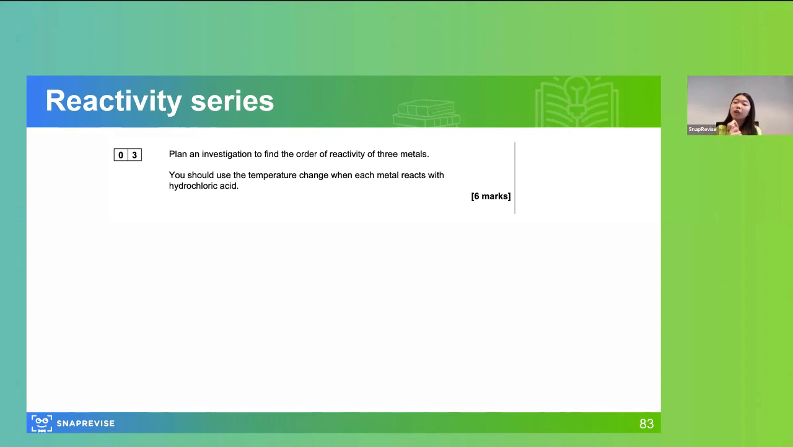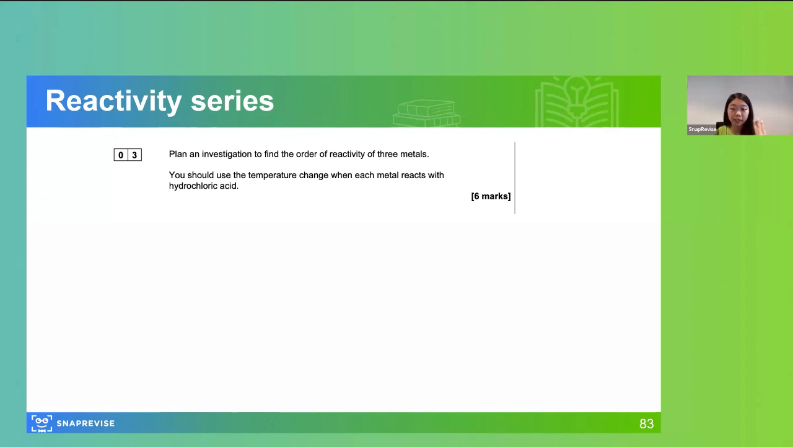Control variables: same volume of hydrochloric acid, same concentration, same pH, same state of metal, so powder or solid, and same volume of metal that you're using. All of these control variables, just start naming them and naming them. That will already give you marks. Final section of it, results. So how would you be able to deduce these results?